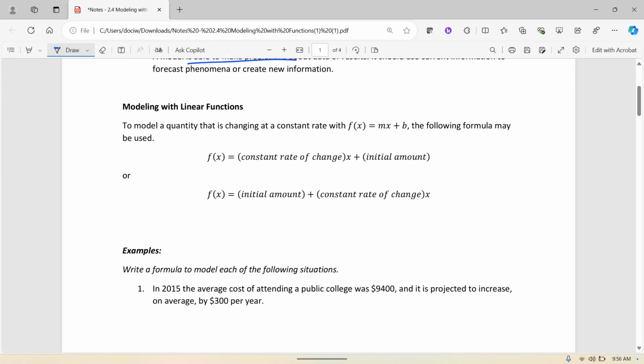So primarily in this section, we're going to look at linear models. Okay, we're going to model with linear functions. So our functions, f of x equals mx plus b, we're going to have a linear function.